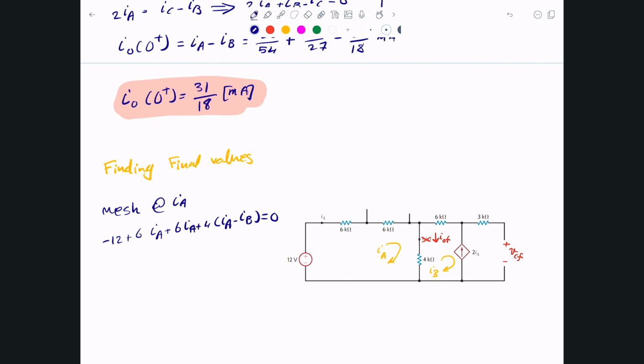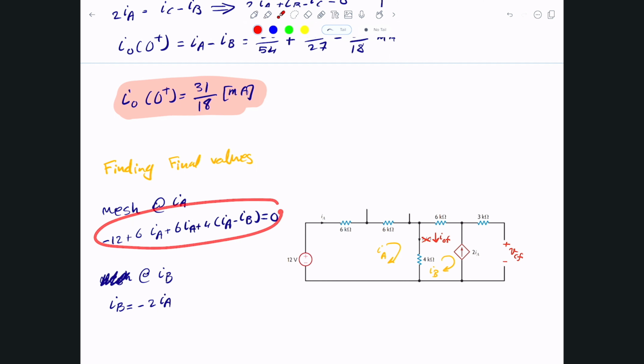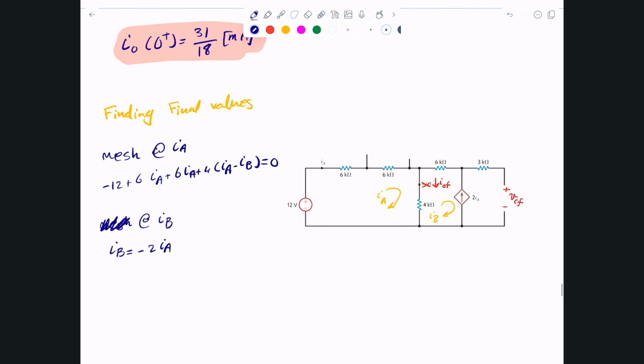But what I'll do is I'll skip ahead and just tell you. Also, what we can do is write mesh at IB. Actually, we're not going to be writing mesh at IB, because IB is simply equal to -2IA. So what we have is two equations with two unknowns. We should be able to solve them to figure out the following.